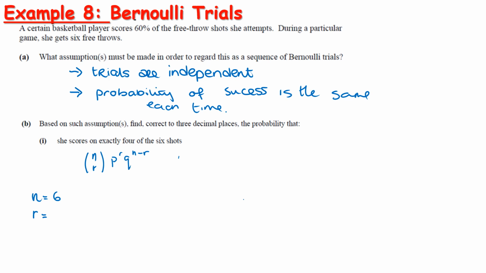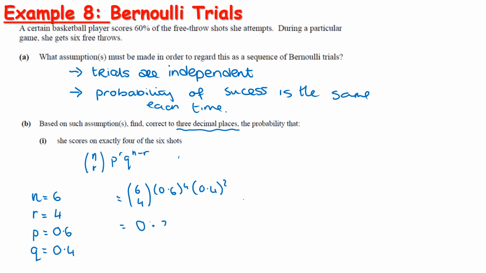And you can define success as whatever you want. So this is going to be making the shot. Then what is the probability of that success? They've told us that she scores 60%, so we're going to say that's 0.6. And then q is the probability of failure, so 1 minus p, so 0.4. So we get 6 choose 4, 0.6 to the power of 4, 0.4 to the power of 2. This can then go into your calculator, and remember we want these to 3 decimal places: 0.311.